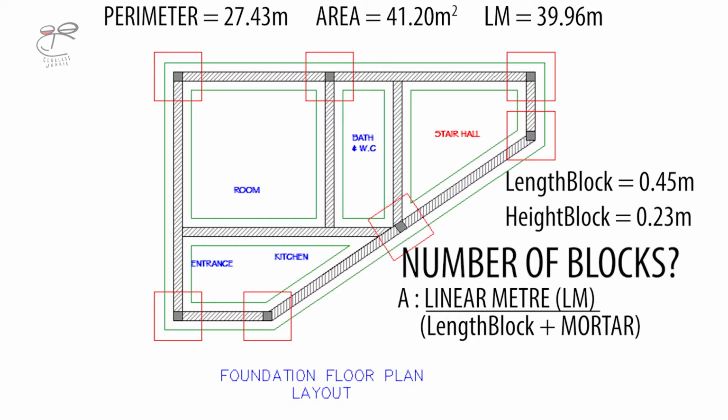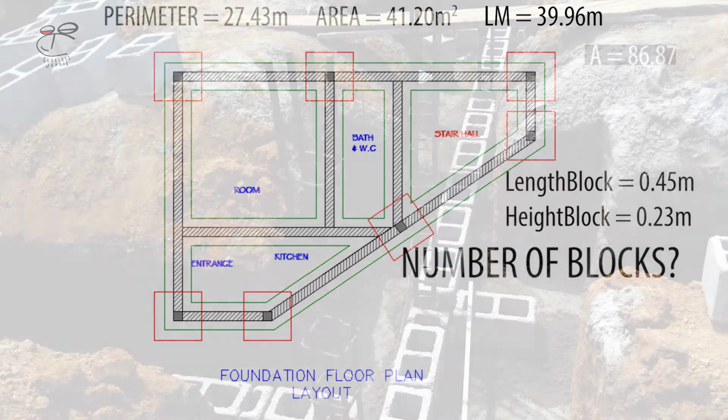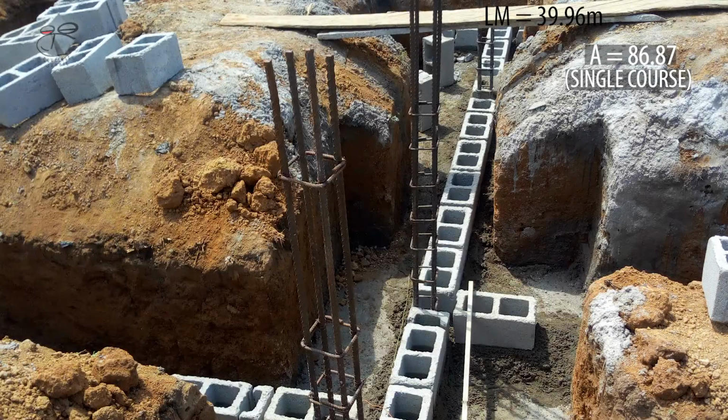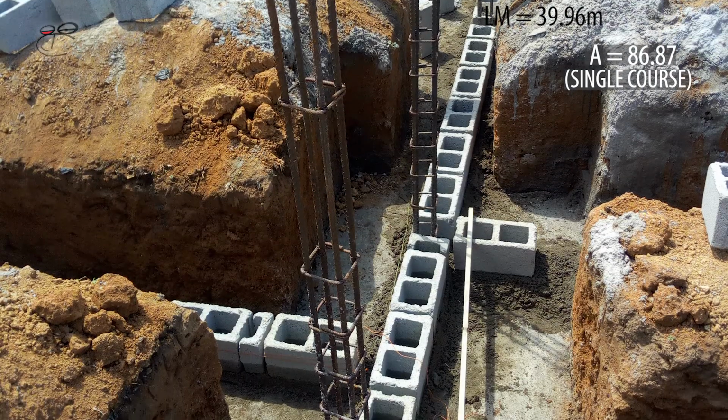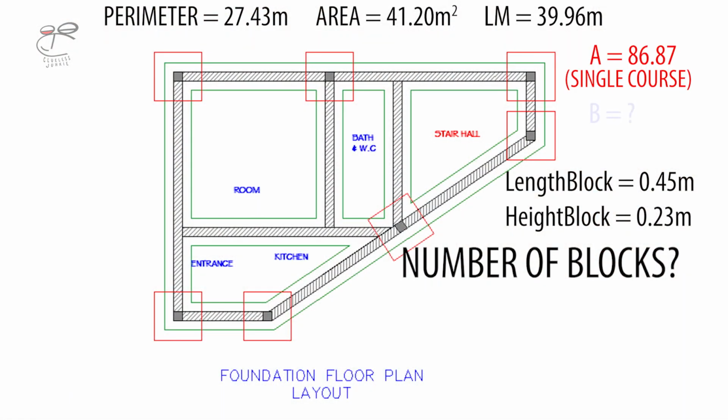So we'll do linear meter divided by the length of the block plus mortar. It's important to add the mortar to the length of the block. It's a little value, but it goes a long way. So we'll divide the linear meter, which is 39.96, by 0.46, and then arrive at 86.87. That is the total blocks that will be needed to do a single course for this foundation.